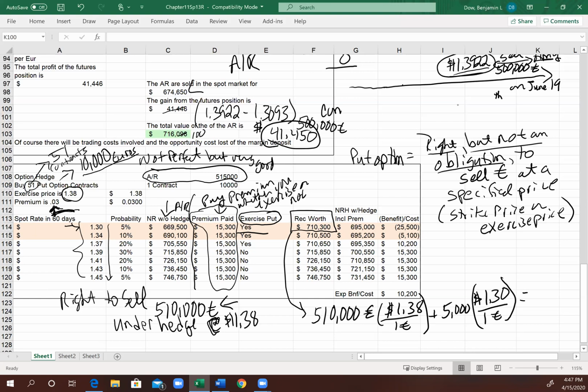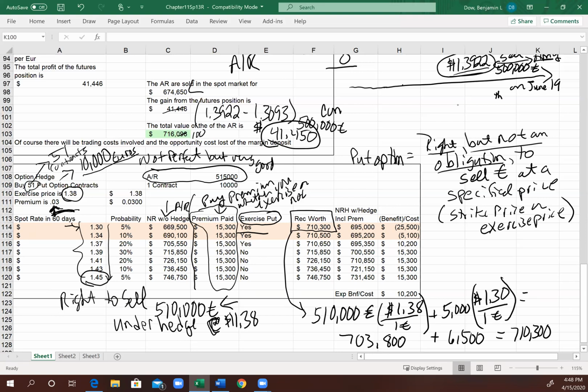So 510,000 euros at $1.38 is 703,800. We had 5,000 left over, which we sold for $1.30. That's 6,500. If we add the two together, we get 710,300. Okay. So we can see what happens at $1.30. Now let's go to the other extreme.